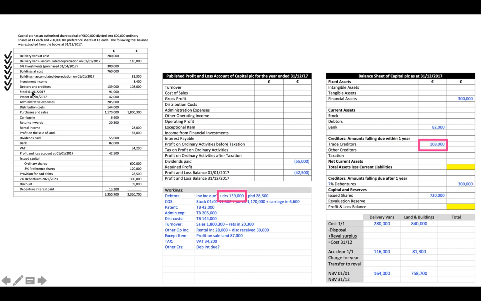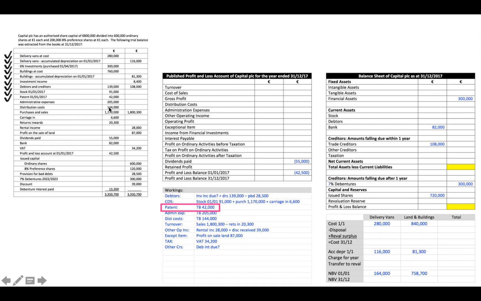Then you have opening stock on the 1st of the 1st, 91,000. That is going to go into your cost of sales working there. So cost of sales is going to go up here, and that is 91,000 on the 1st of the 1st. Then you have patent on the 1st of the 1st, which is €42,000. We'll just throw it into a little working in there, and we'll figure that out later on.